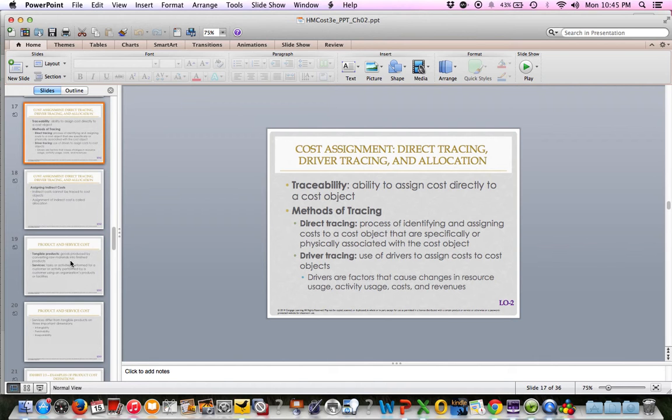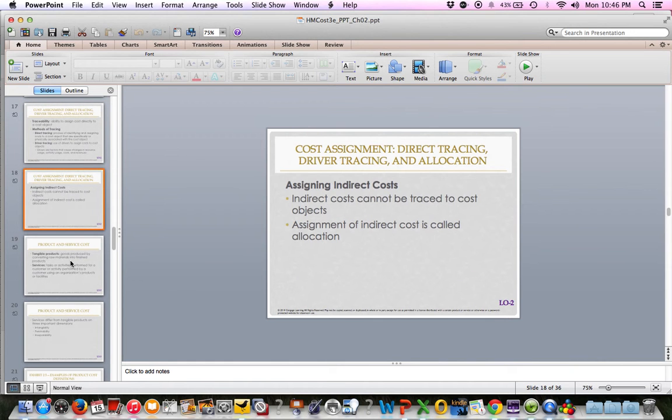That's called direct traceability. So methods of tracing, process of identifying and assigning cost to an object that are specifically or physically associated with the cost object. Okay, this cost happens. We know that this cost can directly be attributable to it. Driver tracing is use of drivers to assign cost to cost objects. And so a driver can be a change in resource usage, activity usage, cost, and revenue. So we'll get into more detail. It's kind of abstract right now, but we'll get into more detail with it.